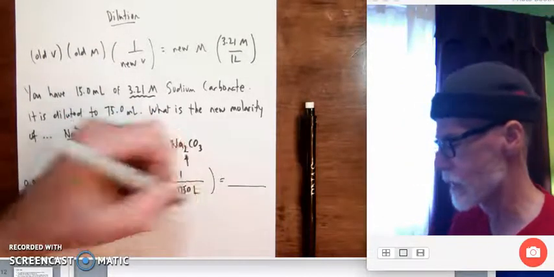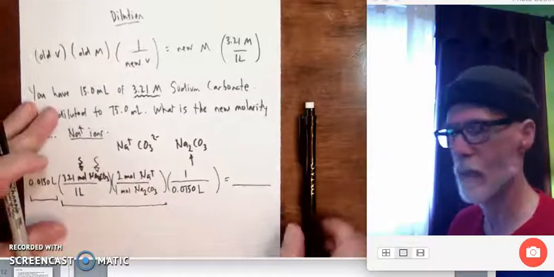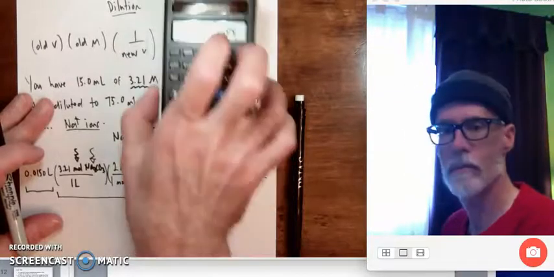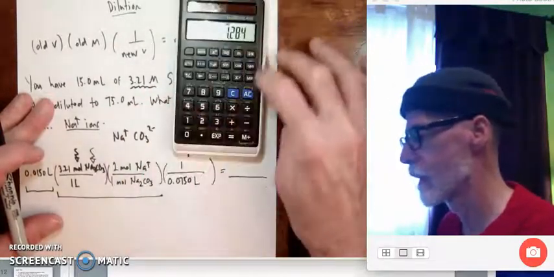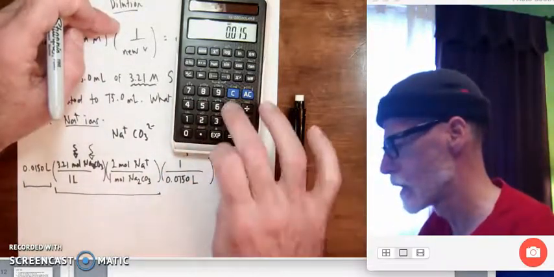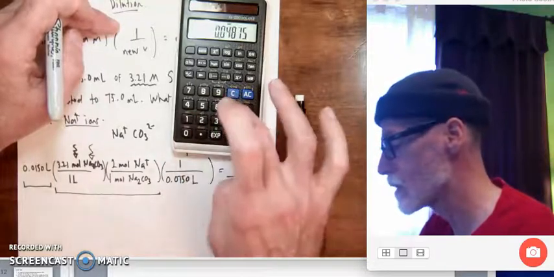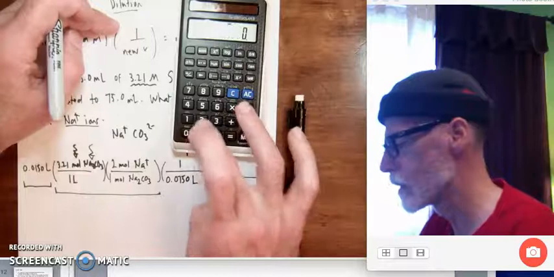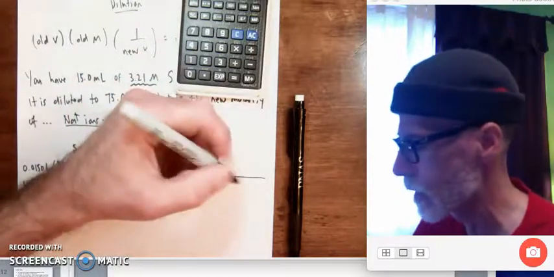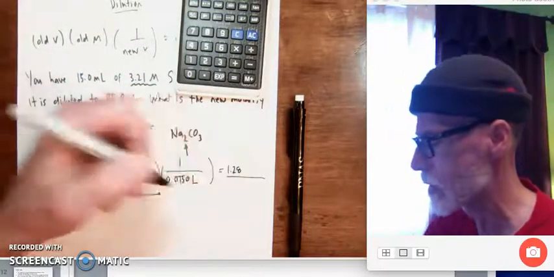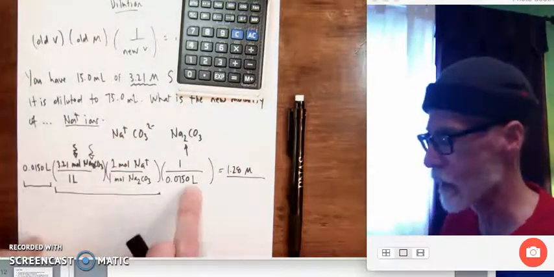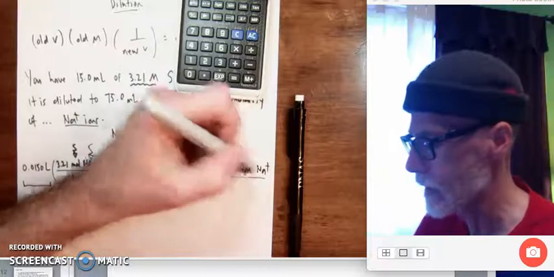I'm going to get my calculator out, and my pen's right there, so I cannot go over that. Here we go. 0.015 times 3.21 times 2 divided by 0.075. There you go. Now, I'm going to do a 3 in, 3 out round. 1.28 molar, it's moles divided by liters here, that is molarity, of Na+. There's my answer.